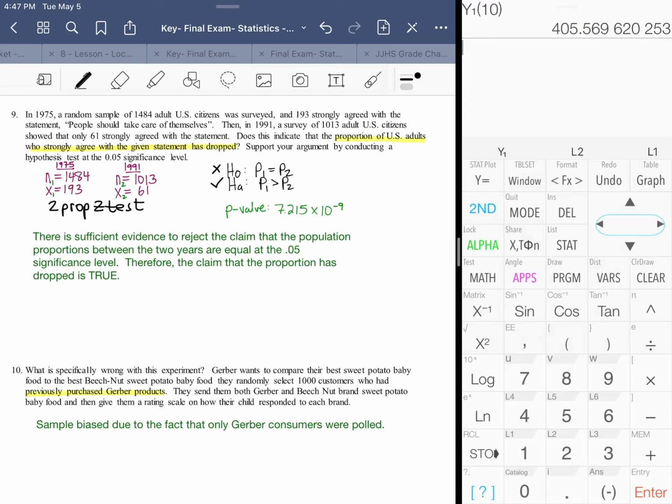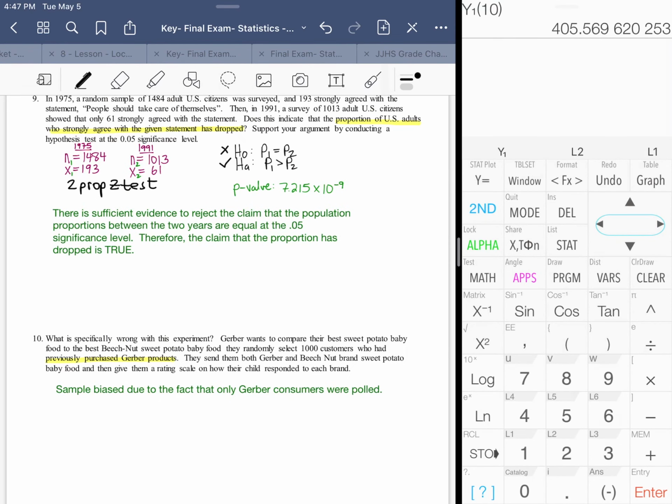So sufficient evidence to reject the claim that the population proportions between the 2 years are equal. That's what the null hypothesis was talking about, at the 0.05 significance level. Therefore, the claim that the proportion has dropped would be true.